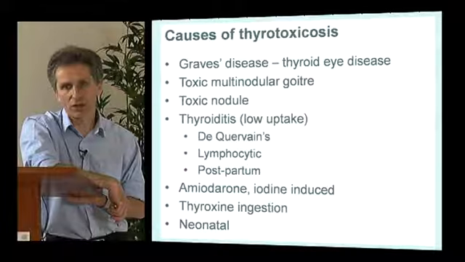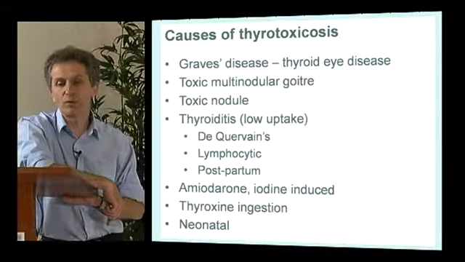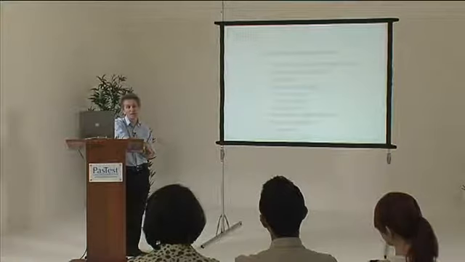Neonatal thyrotoxicosis is in the offspring of women with Graves' disease and is due to the antibody that stimulates the thyroid gland in that situation, the TSH receptor stimulating antibody crossing the placenta into the baby. It's going to be transient because after several weeks, the maternal immunoglobulins are gone from the baby and eventually they will return to normal thyroid function.